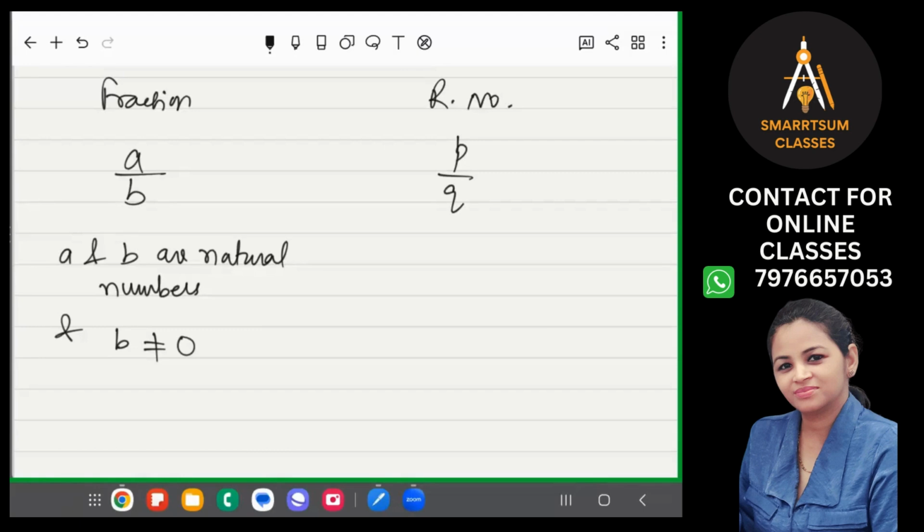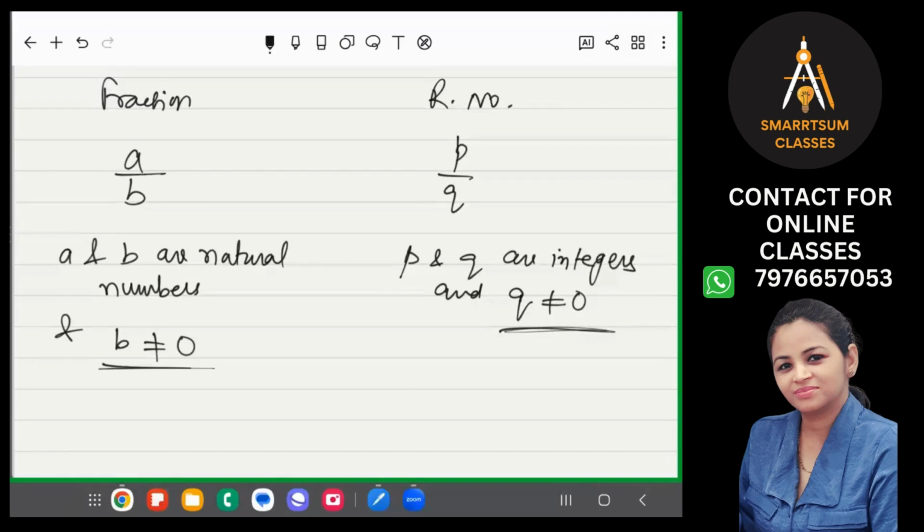But in rational number, this P and Q are integers. What are these? These are integers. And Q should not be equal to 0, right? So this condition is same in both. B is not equal to 0, Q is not equal to 0, means denominator should not be equal to 0. Why? If the denominator becomes 0, it becomes undefined form, right? Is that clear? If the denominator is 0, it is an infinity, and we don't know where is infinity, so we say that this is undefined form. So the B and Q, means denominator, should not be equal to 0.